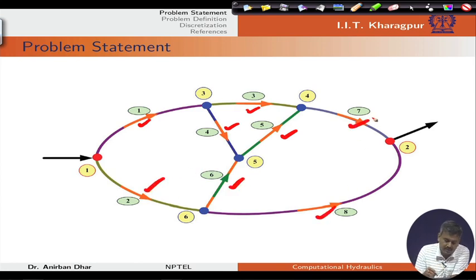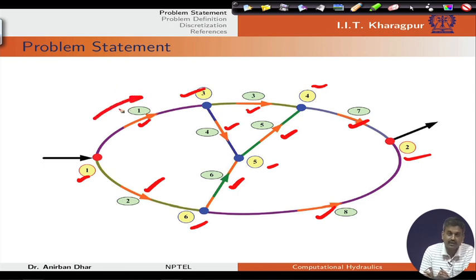Now, these are the junctions 1, 2, 3, 4, 5, 6. So, if I say that my flow direction is from 1 to 3, that means I am considering that flow in this direction is positive. So, obviously for channel 1 the connecting nodes are 1 and 3.